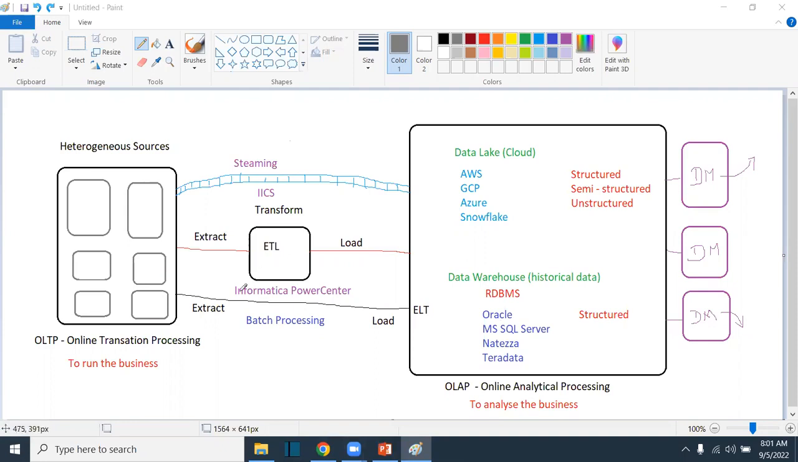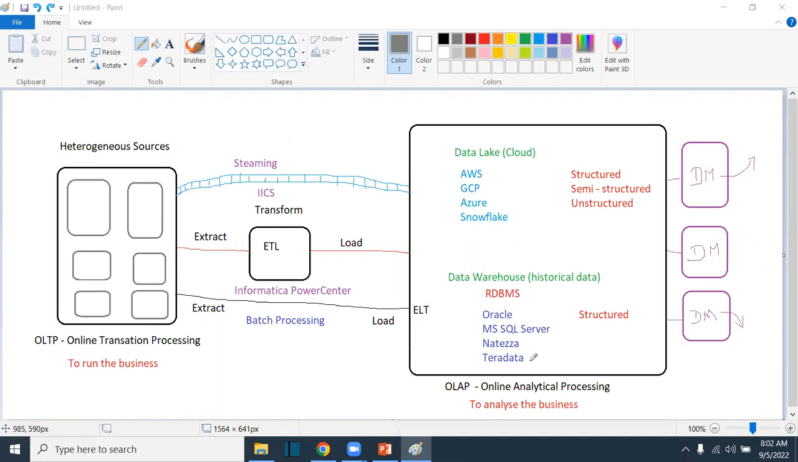If you do an NEFT bank transfer, they will have batches, every half an hour. They will collect whatever came in the last half an hour, do the intra-bank RBI entry, then do the deposit on the respective banks. Different banks will have some settlement at the end of the day, but ETL batches will be running. That's ETL batch processing.